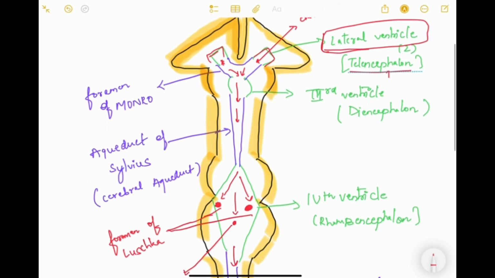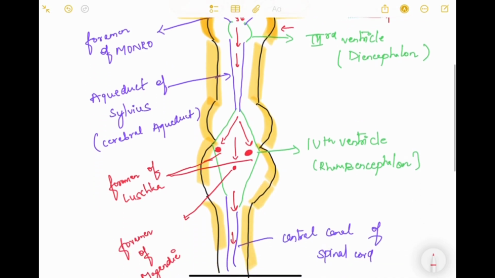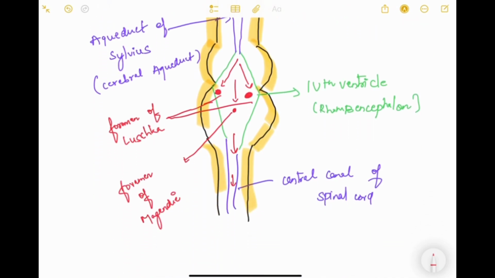Right, now next comes the third ventricle, which is in the diencephalon. In the pons and medulla part we have the fourth ventricle, that is, the location will be the rhombencephalon. It will be in the cerebellum also, but here it is not there because it is in the posterior part. Here we are in the anterior coronal section. So the fourth ventricle is in the pons, cerebellum and medulla, and the location is known as the rhombencephalon.